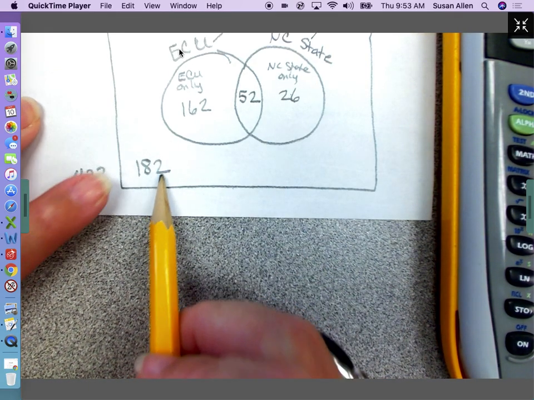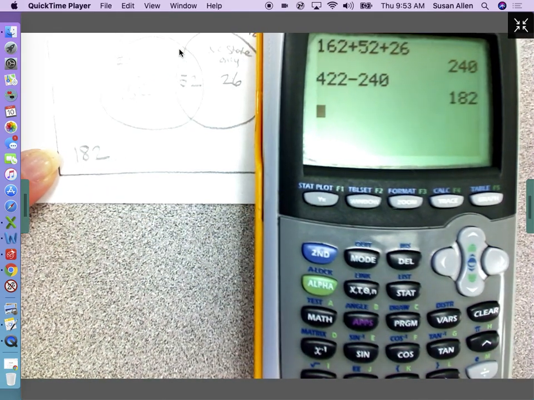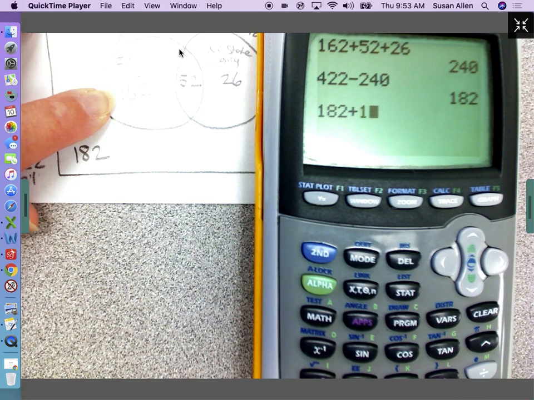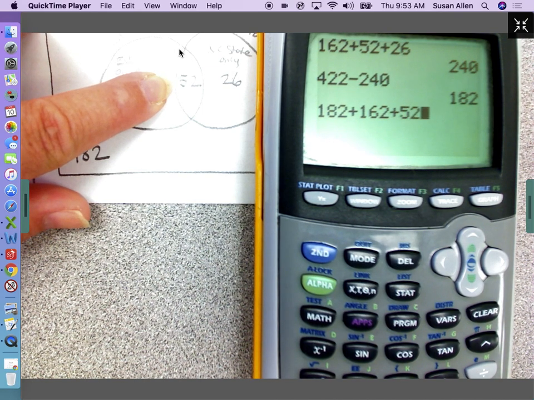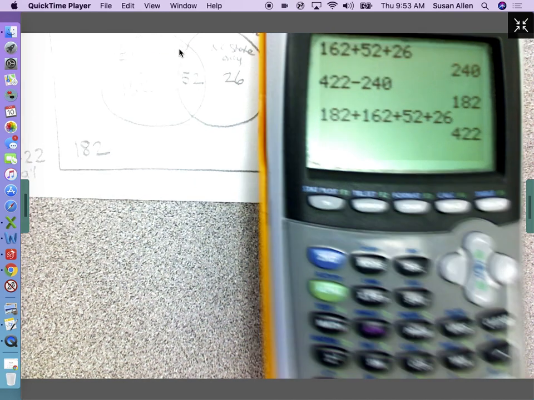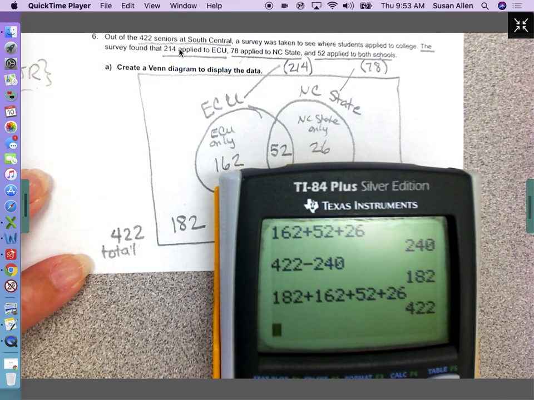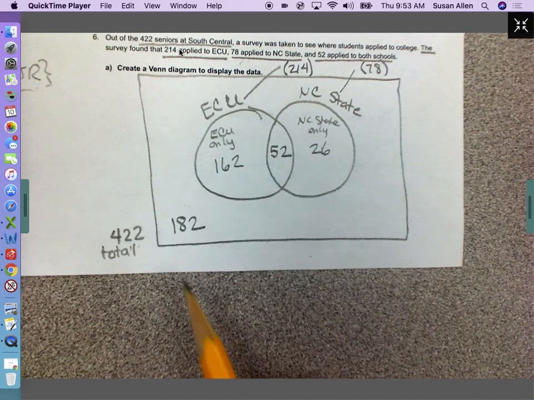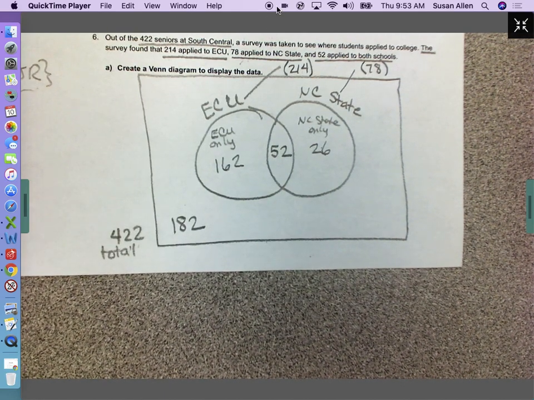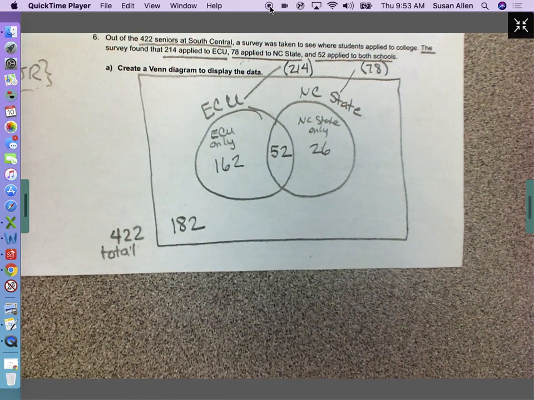So we need to have, and again here you can double check, does 182 plus 162 plus 52 plus 26 add up to 422? It does. So this is what your Venn diagram should look like in entirety. In the next video, I'll be going over problems 7 through 12.